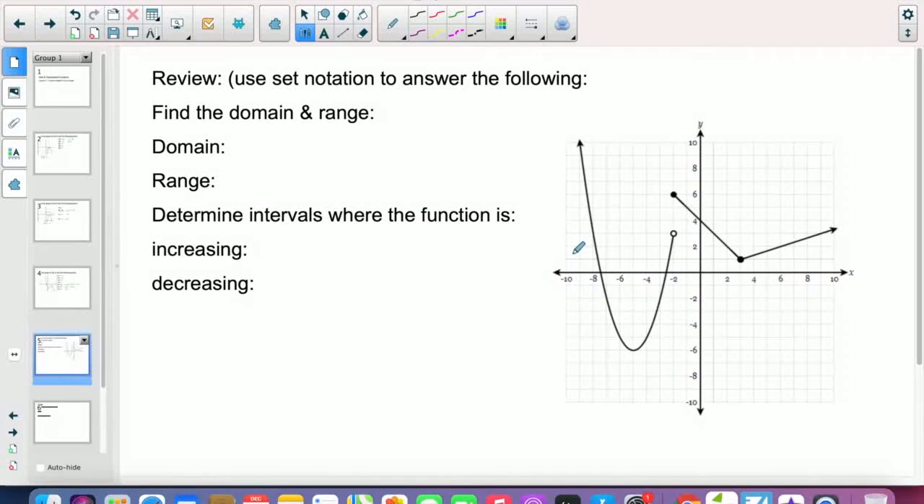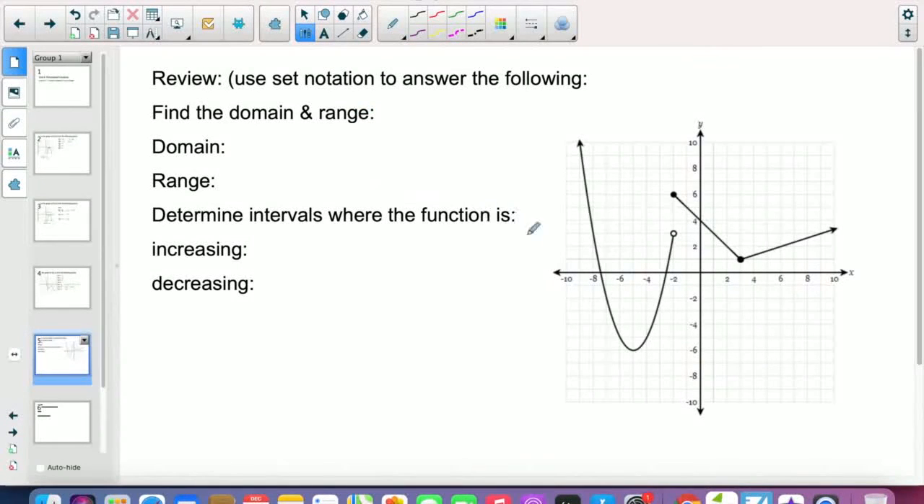In this one, this is review of stuff we've done before. It says to use set notation to answer the following. And remember, in set notation, we will use parentheses if it does not include the endpoint, and we will use brackets if it does include the endpoint. And it says to find the domain and range. Well, remember, domain is a list of the x values.